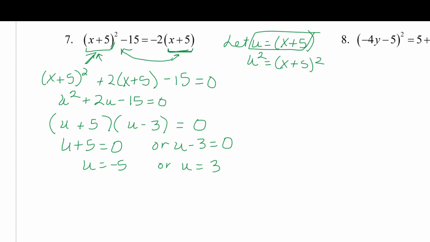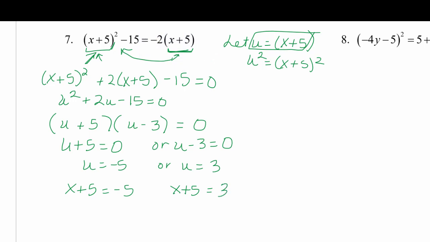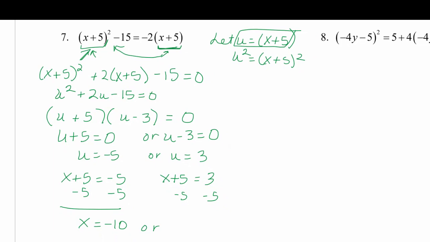So now come back up here and remind yourself of what u was. U was x plus 5. So let's substitute our x plus 5 back in for where the u was. And now we solve for x by subtracting 5 from both sides. And so we get x equals negative 10 or x equals negative 2.